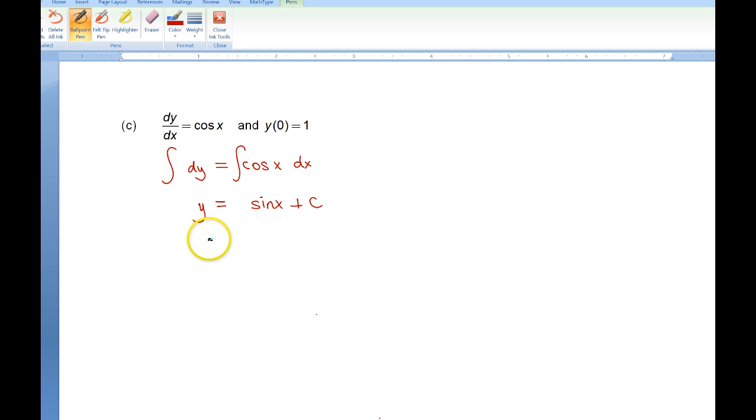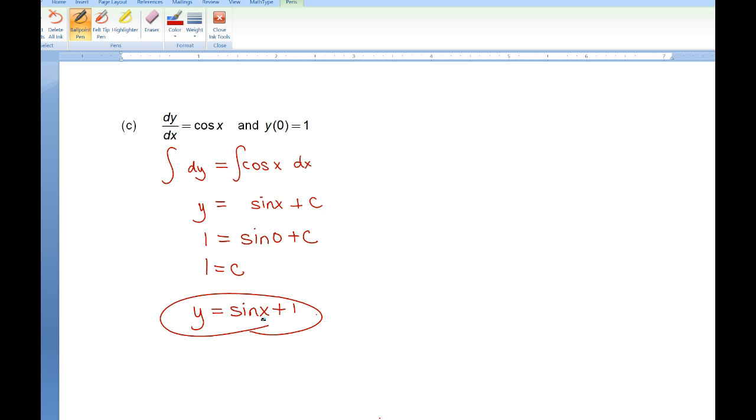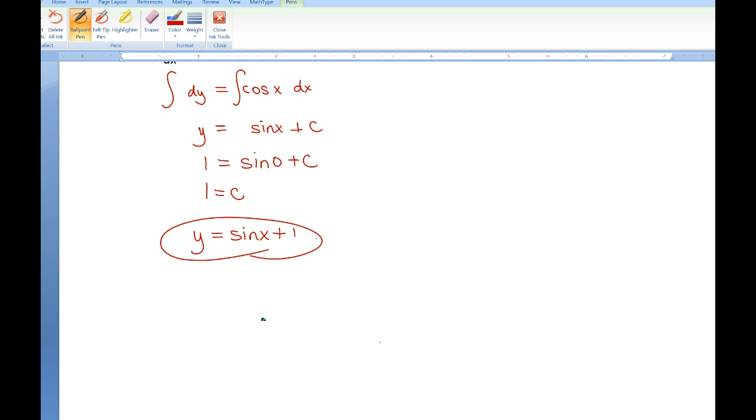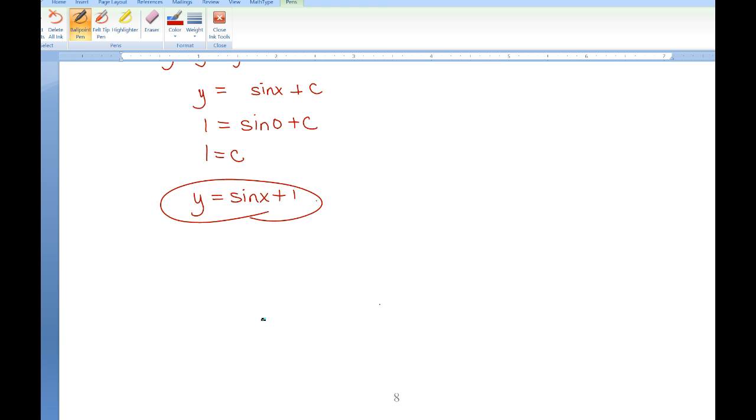Okay, so now I have 1 equals sine of 0 plus c. What's sine of 0? Yeah, sine of 0 is 0.